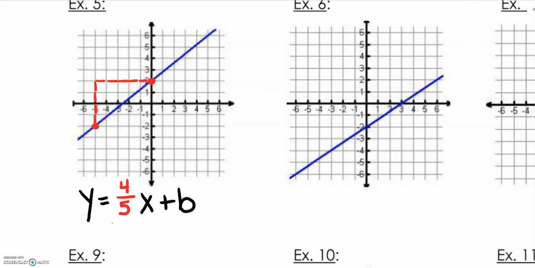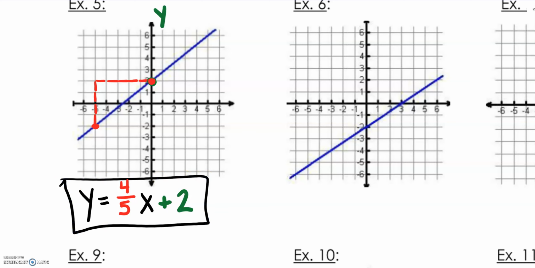Next, I want my b value. That's my y-intercept. I look to see where my line crossed the y-axis. The y-axis is the one that's going vertically, so that means my y-intercept is right there at +2. So I'm going to plug in +2, and I've created my equation.